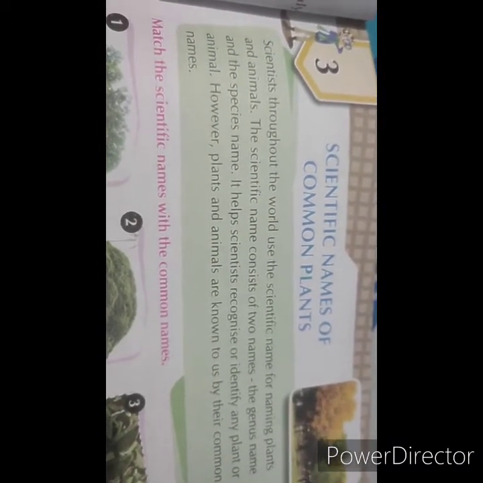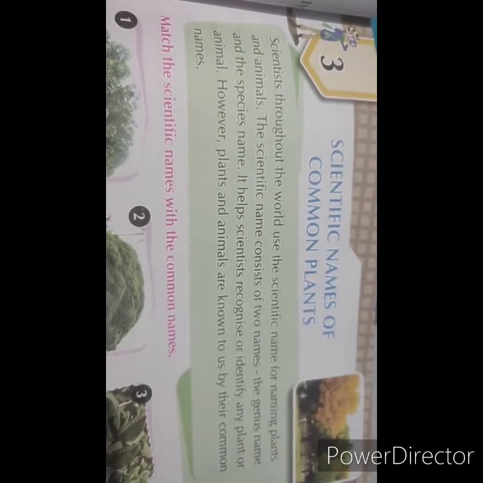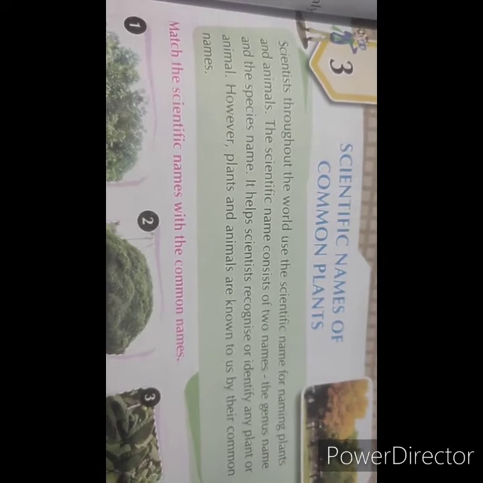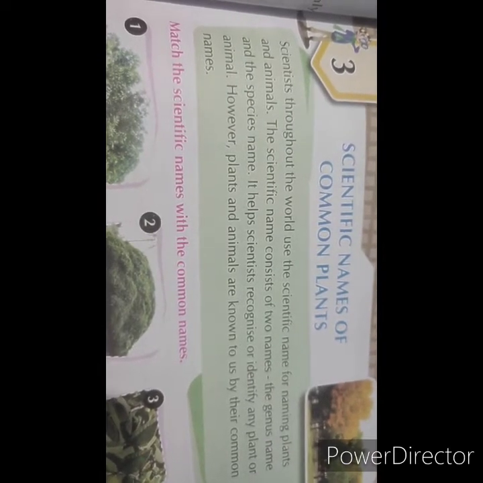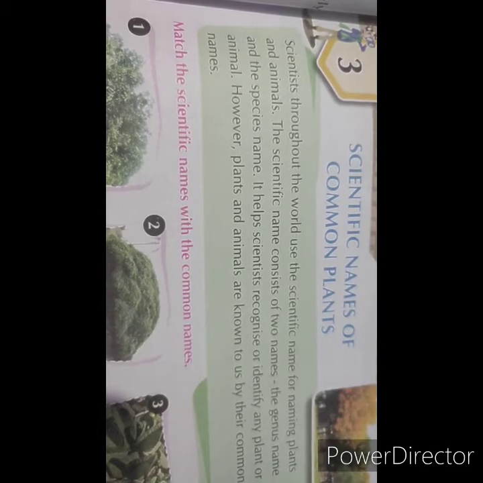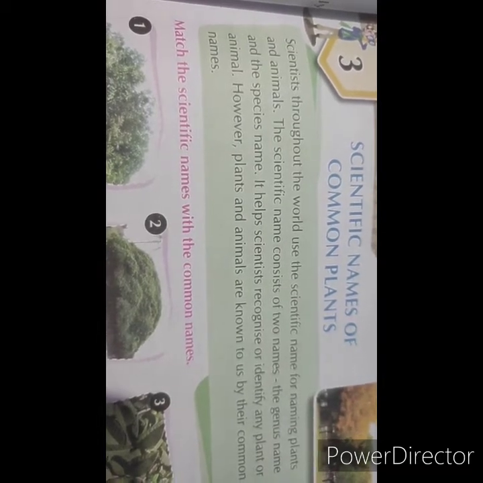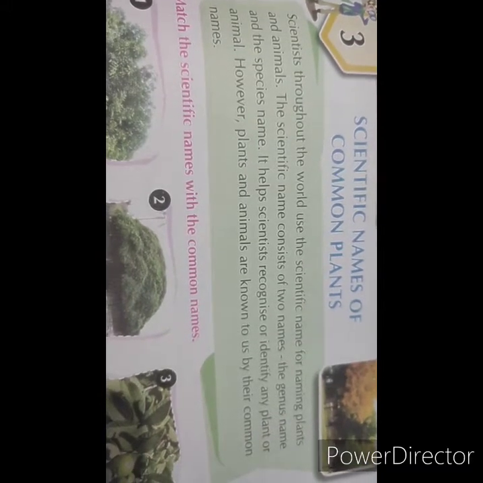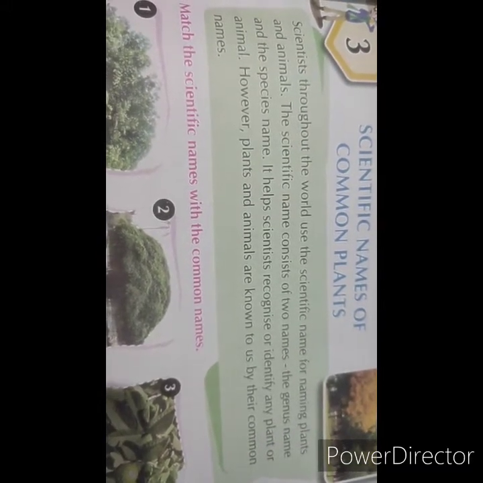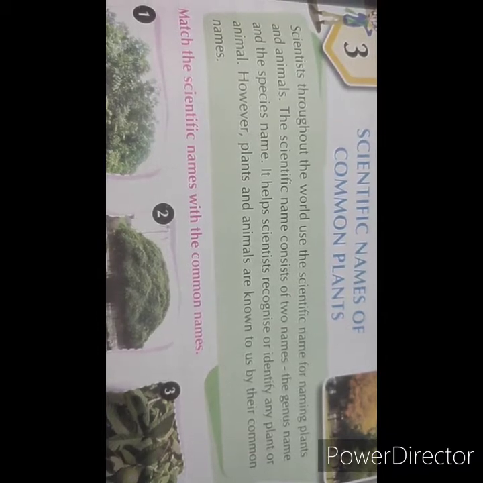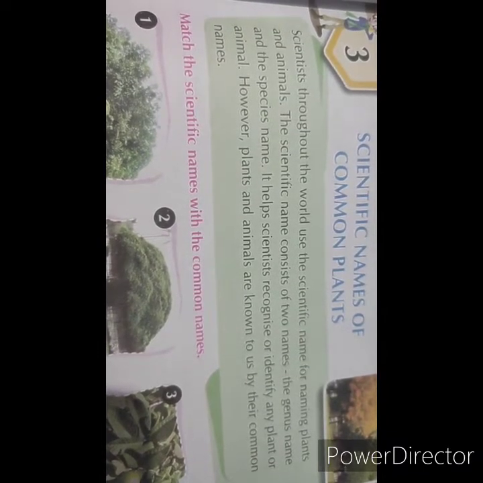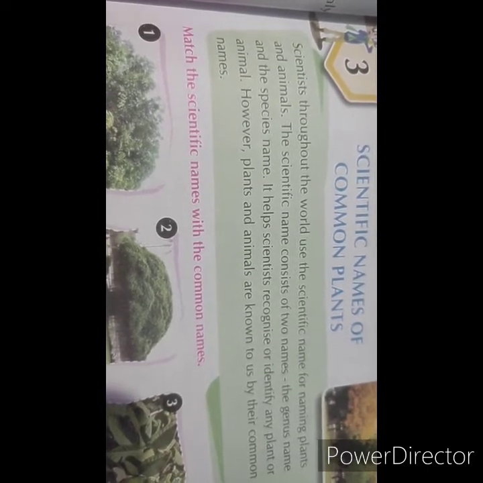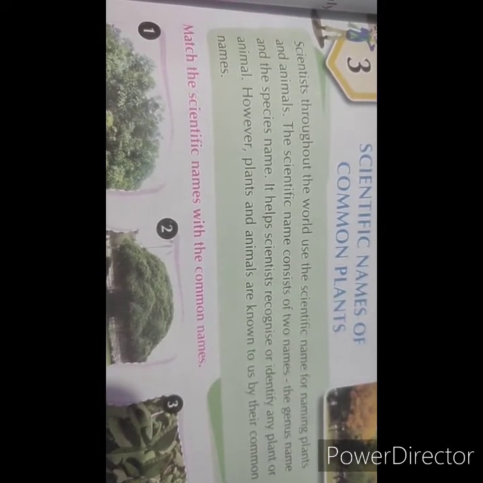Scientists throughout the world use the scientific name for naming plants and animals. The scientific name consists of two names, the genus name and the species name. It helps scientists recognize or identify any plant or animal. However, plants and animals are known to us by their common names.